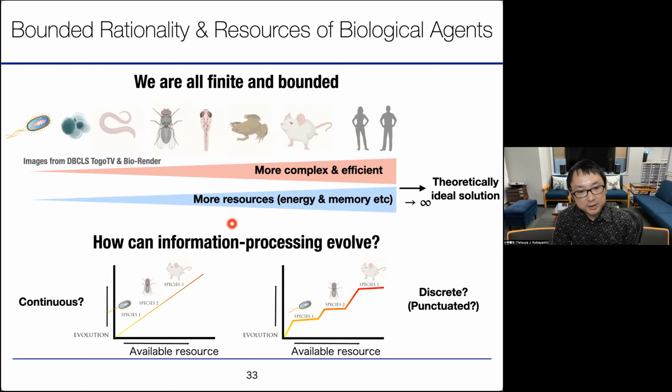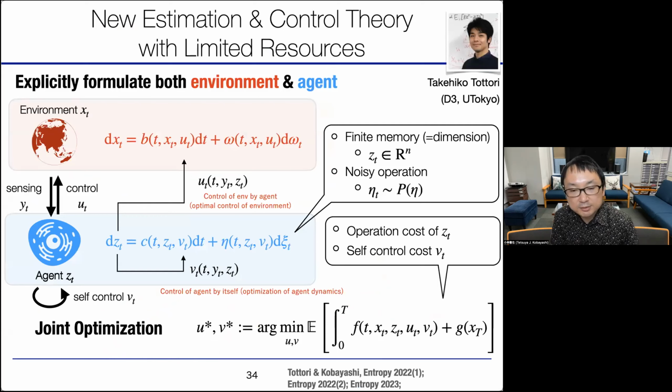So this kind of resource limitation is very interesting from an evolutionary biological context, because depending on the available resources, the information processing system has evolved. So we may ask whether this evolution is continuous or punctuated. This is a very attractive problem, I think. So in order to address this issue, one of my students constructed a new theory for estimation and control under limited resources.